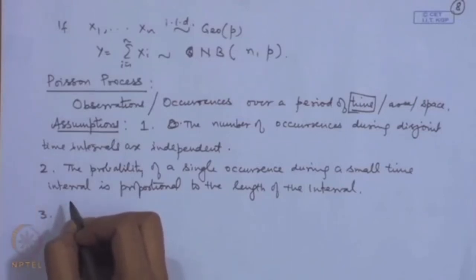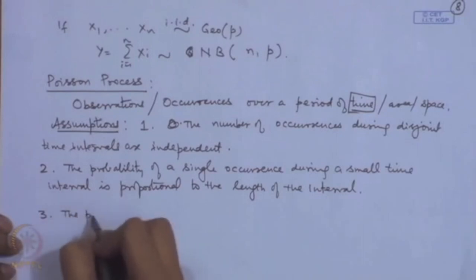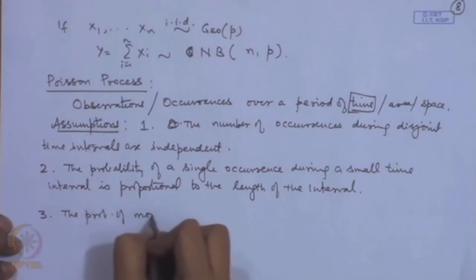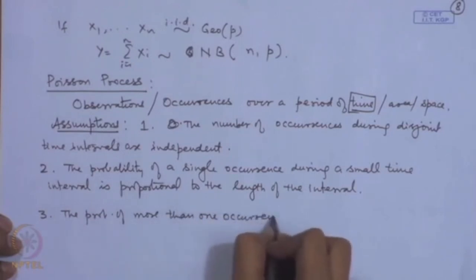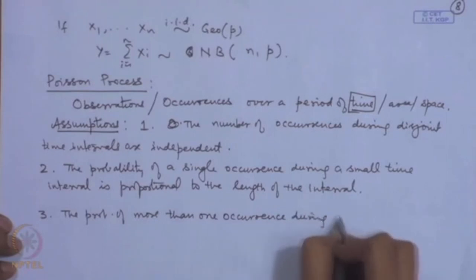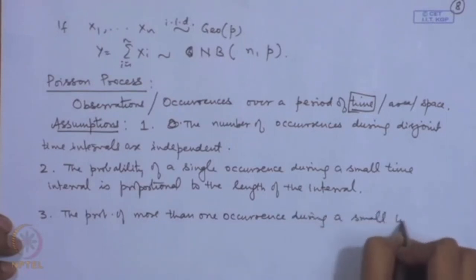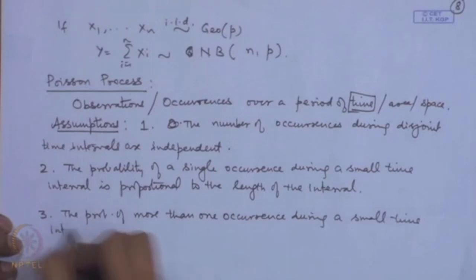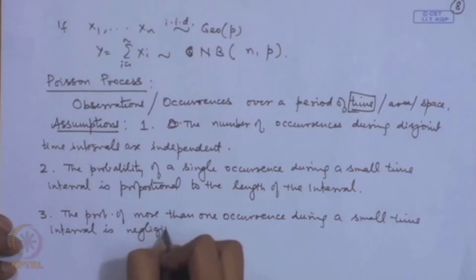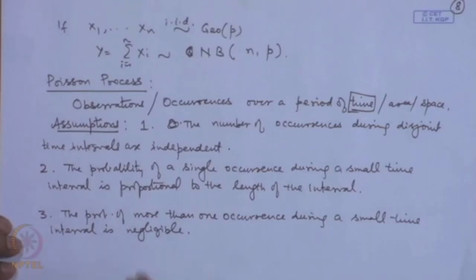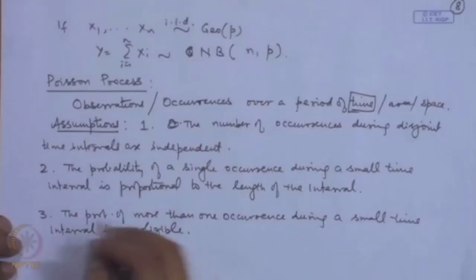the probability of more than one occurrence during a small time interval is negligible. That means more than one occurrence during a small time interval is negligible, or it is very, very small, or it can be ignored. Let me introduce some notation to express this.